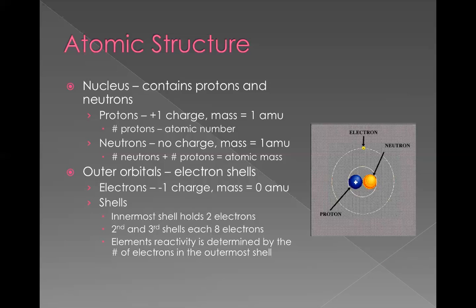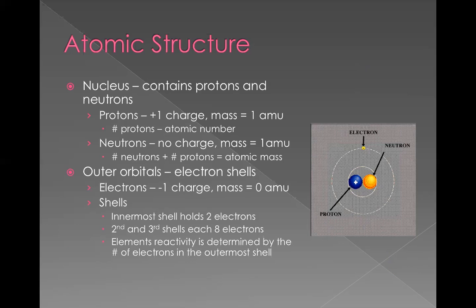So, atomic structure, right? You have your nucleus, which contains your protons and your neutrons. In order to find the atomic mass of an element, you add up the number of protons and neutrons. Okay? Protons, obviously positive charge, neutrons, no charge. My electron orbitals: my innermost shell holds only 2. The second and third shells each hold 8 electrons. Bluntly, in biology, at least what we're doing, we're not going up much past those 2 orbitals, okay?